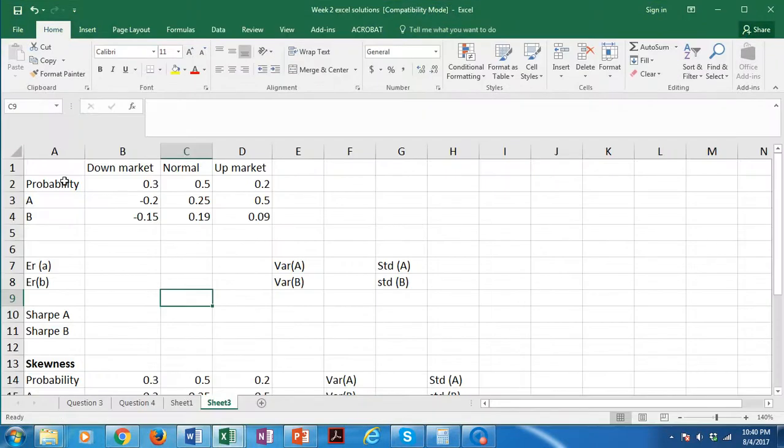I have copied this information in Excel, so down market, normal, up market, the probabilities and returns. So first of all, we need to calculate expected return, then standard deviation, because to calculate Sharpe ratio, we need these two inputs. I will be solving this problem for stock A. I hope you will be able to do it by yourself for stock B. So first of all, let's calculate expected return.